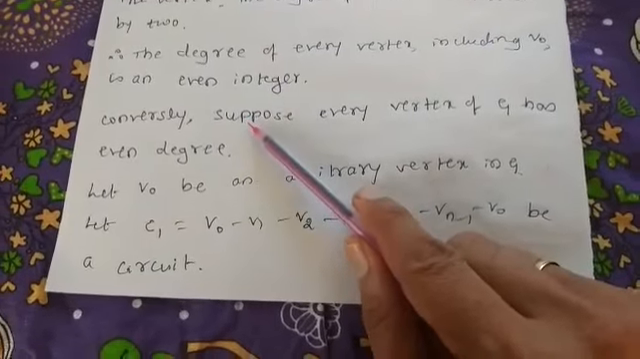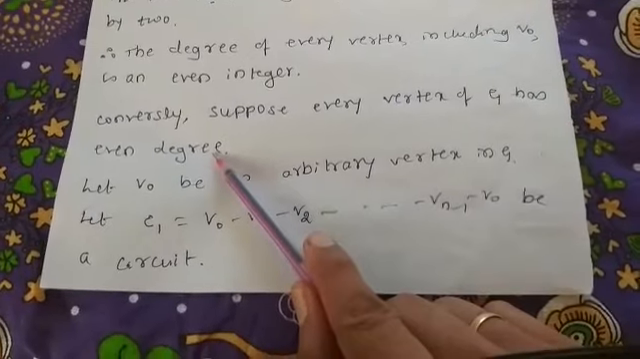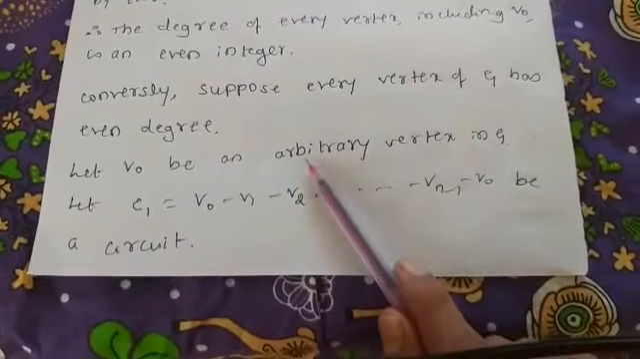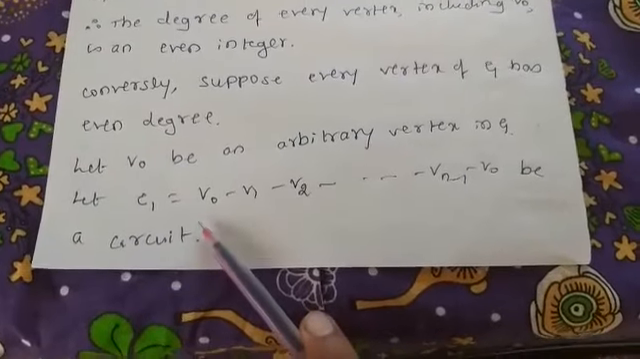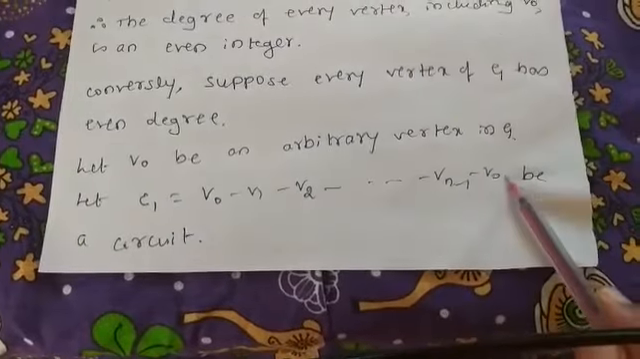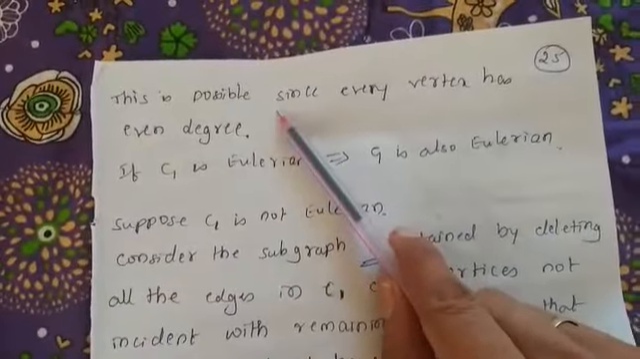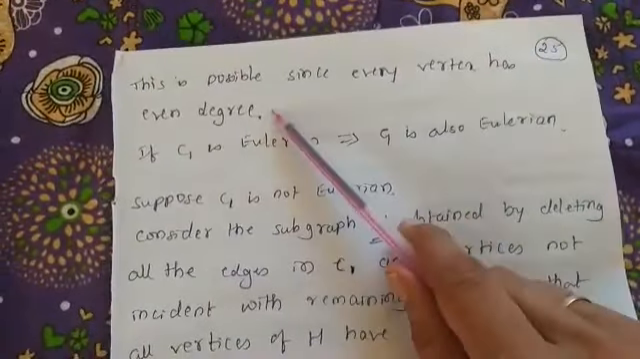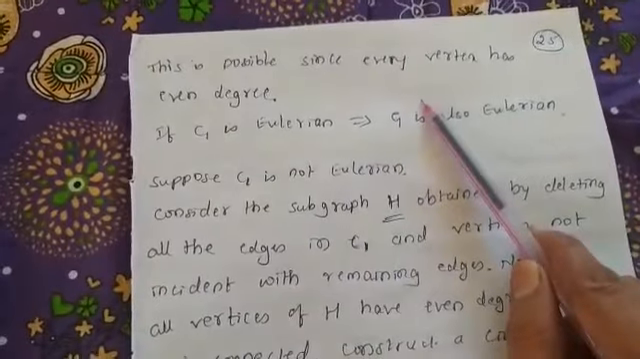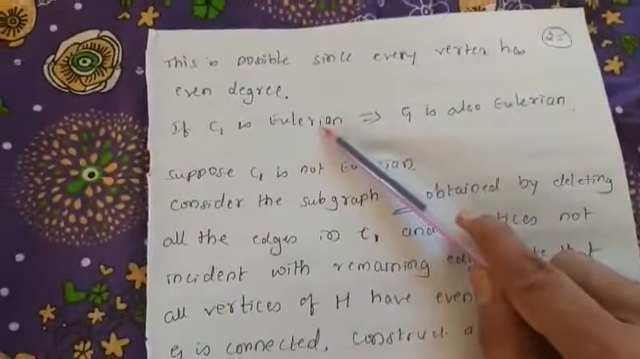Conversely, suppose every vertex of G has even degree. Let V0 be an arbitrary vertex in the graph, any vertex in the graph, and I will consider a circuit in this format. C1 is a circuit: V0, V1, V2, and so on and so forth, back to V0. This is possible since every vertex has even degree. So if C1 is Eulerian, G is also Eulerian. The basic question is whether C1 is always Eulerian.